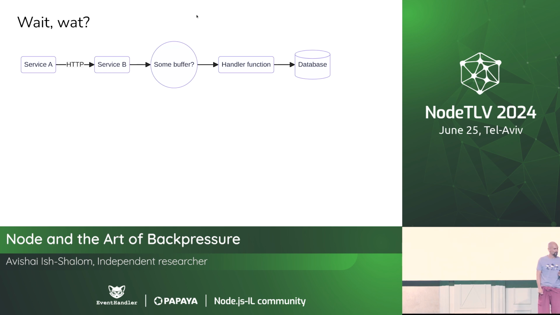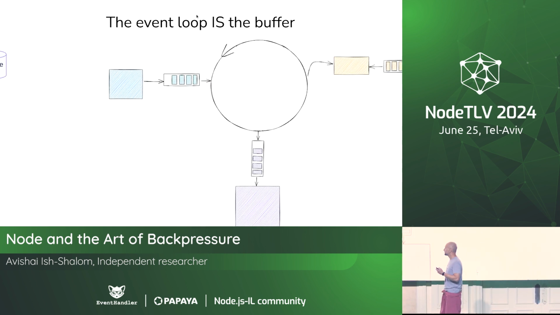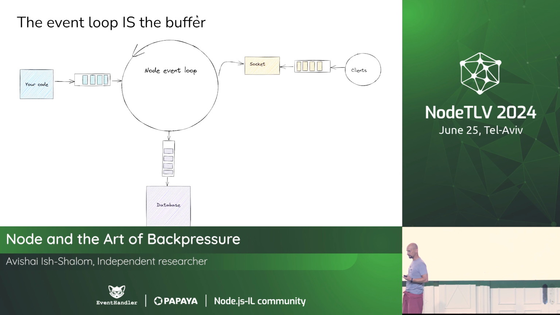Think about that for a second. Where is that in your Node process? The event loop is that buffer. If you don't know how the event loop works, I gave a talk in 2021 here at NodeTLV, titled Queue Theory for Node Engineers.